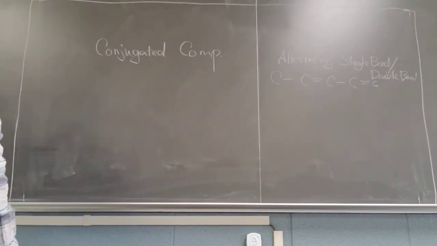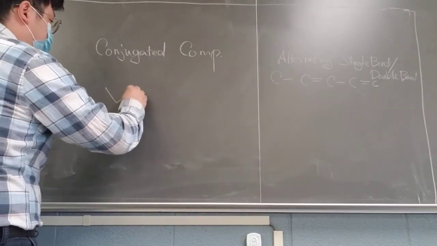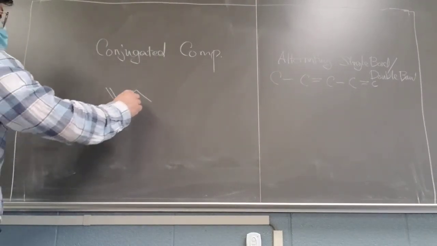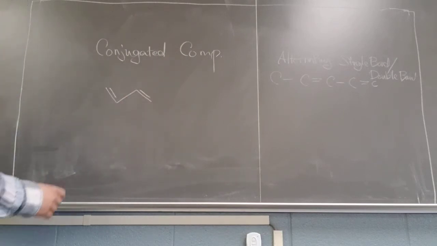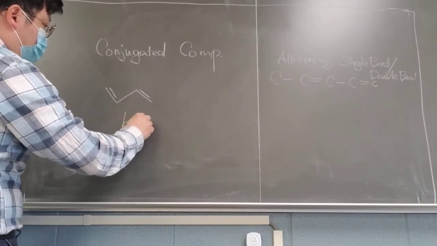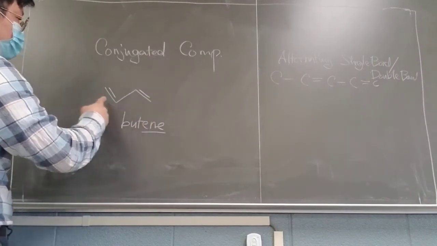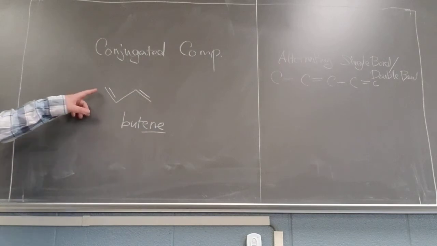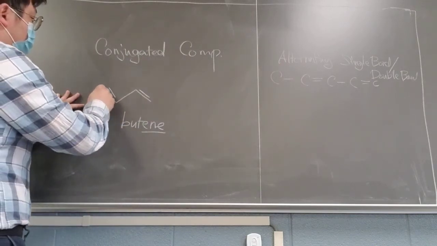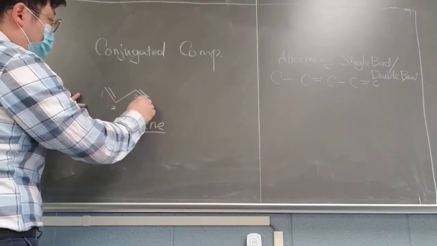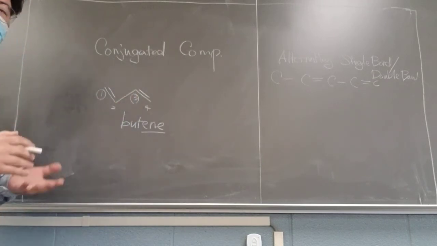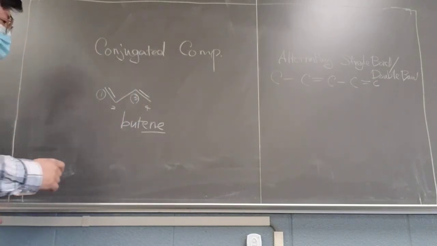So if I give you a very simple example, it looks like this, right? You have a double bond here and here. So we know there'll be four carbons. So this is a butene, because of the ene, because there's a double bond here. But we're going to number the carbons to locate the double bonds, which will be 1, 2, 3, and 4. So you can have 1 and 3 as the location of your double bonds in this conjugated compound.